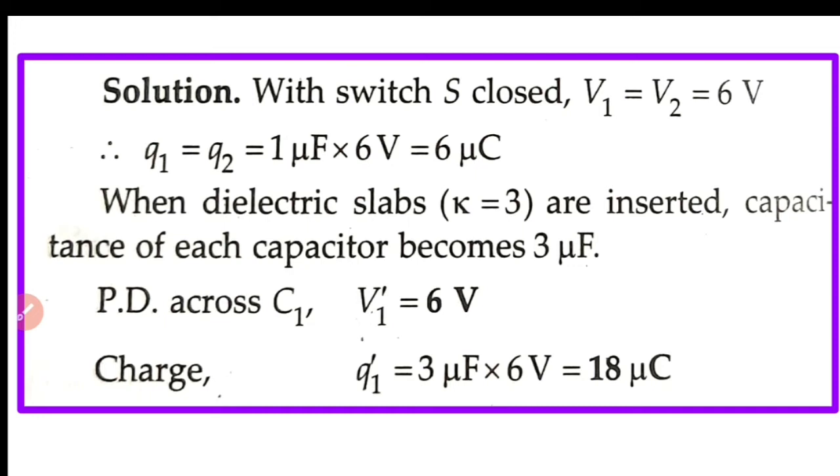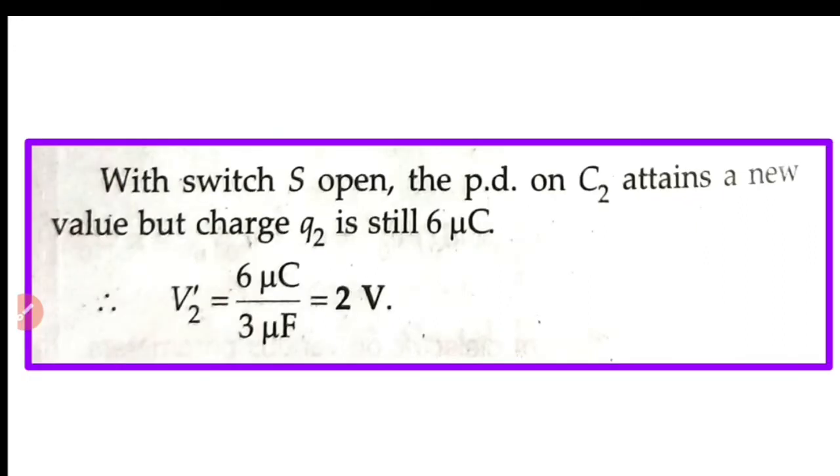So with the switch closed without a dielectric, the charge was 6 microcoulomb. Now with these two changes, the charge becomes 18 microcoulomb. Now in the case of C2, C2 has the same amount of charge, that is 6 microcoulomb, because it is disconnected from the battery. But its capacitance has got increased, that is it has become 3 microfarad. So the potential difference, it becomes what? That is V2 equal to Q by C, that is 2 volt.